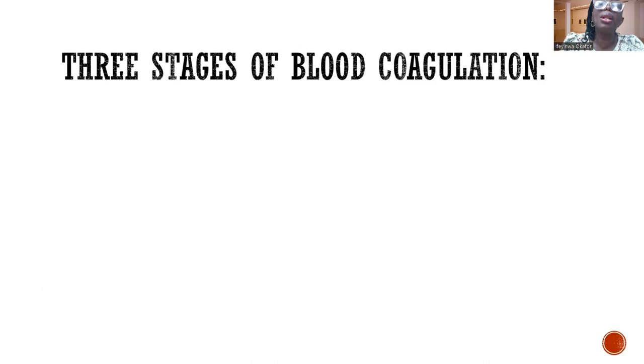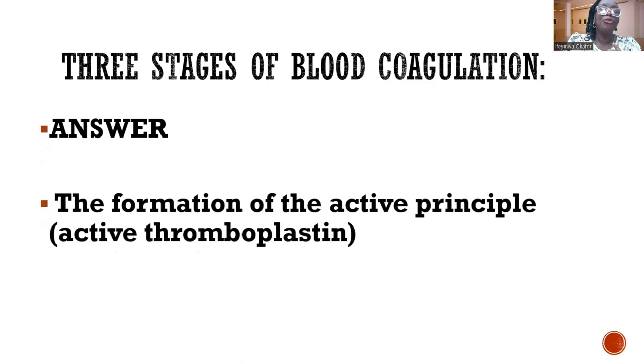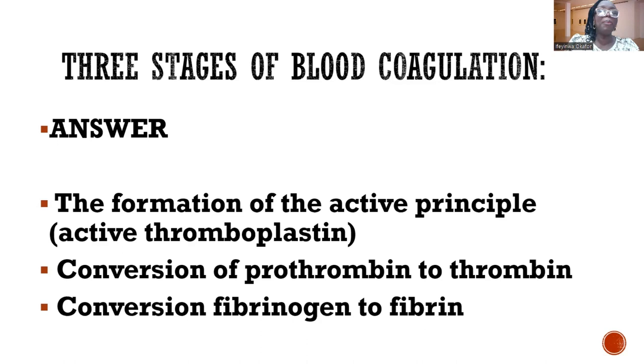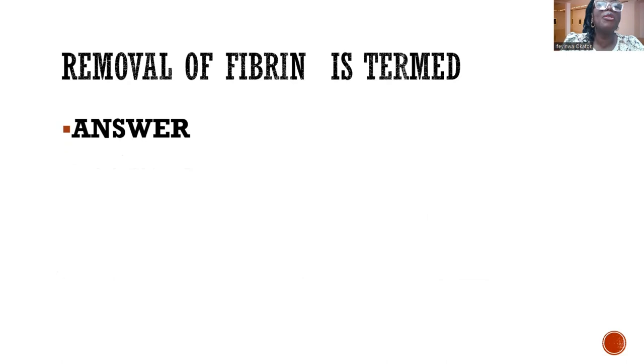Three stages of blood coagulation. One, the formation of active principle, which is active thromboplastin. Two, conversion of prothrombin to thrombin. Three, conversion of fibrinogen to fibrin. The process of removing fibrin from circulation is termed what? Fibrinolysis. It's called fibrinolysis.